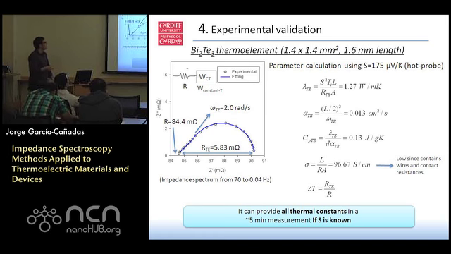So if we know the Seebeck coefficient, if I measure, for example, the Seebeck coefficient with a hot probe method, which is around this value, I can calculate the thermal conductivity of the element, which is around 1.3. I can calculate straight away from the fitting the thermal diffusivity, and also I can calculate the specific heat. And from the resistance in series, I can calculate the electrical conductivity. In this case, it's a bit low because it also has the contributions from wires and contacts.